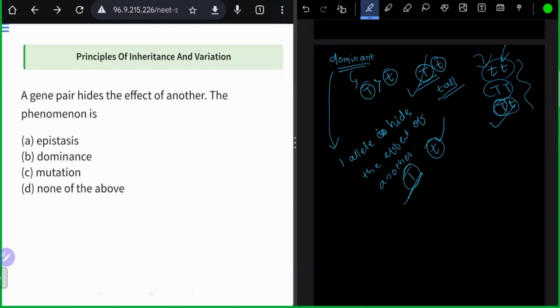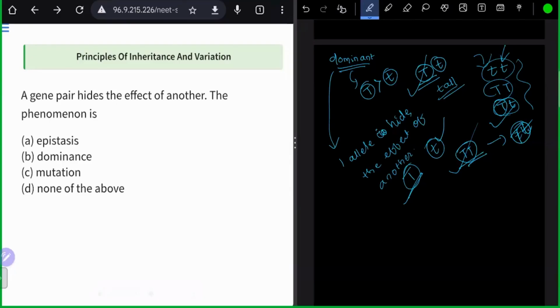That is, capital T is dominant over small t. But in the question, what is given? It is given that the gene pair hides the effect of another. That means two alleles hide the effect of another allele. In the homozygous case, both alleles of the gene are the same. In the heterozygous case, the two alleles are different. You know, capital T, small t, right?